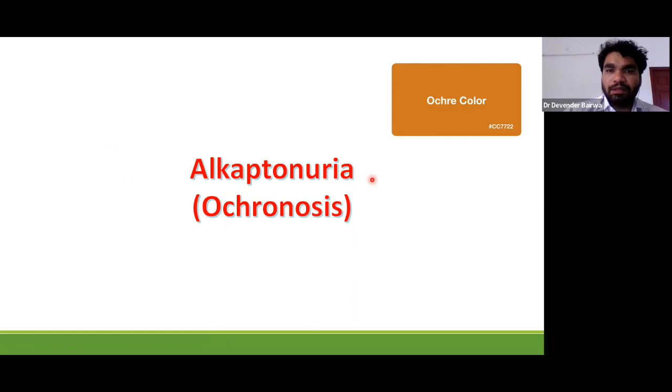The other name for alkaptonuria is ochronosis. The word ochronosis has come from ochre, which is a color. When this disease occurs, there is deposition of some intermediate substances in the tissues, and when a biopsy is done, microscopically and grossly, this pigmentation appears ochre in color. That's how the name ochronosis has come. So alkaptonuria is because of increased levels of alkapton, and ochronosis is because of the appearance of that deposit pigmentation, which looks like ochre color.